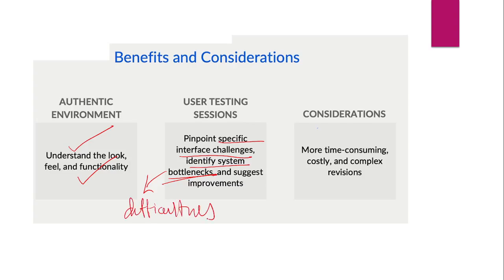For example, I am clicking the icon. The icon is not connected with the physical device. So this is a difficulty at the time of the first connect. But in the second connect, the devices are going to be connected with each other. But at the initial level, it struggles to connect with the systems. Consideration: it is more time consuming, costly, and has complex revisions.